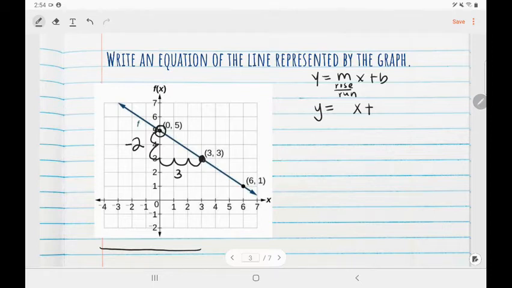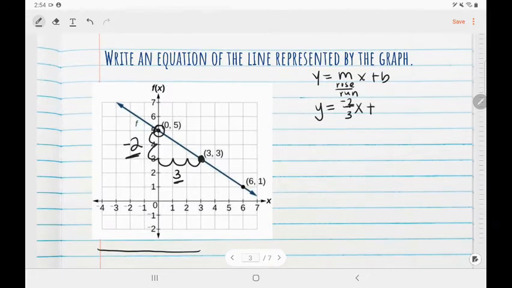Now, how does that go into my equation? Remember, slope is a fraction and it goes in front of x. So I'm going to put a fraction in front of x. I'm going to put my rise on top. I calculated my rise is -2. So -2 is going to go on top of my fraction. And 3 was my run. So 3 is going to go on the bottom of my fraction. And I've answered that portion.